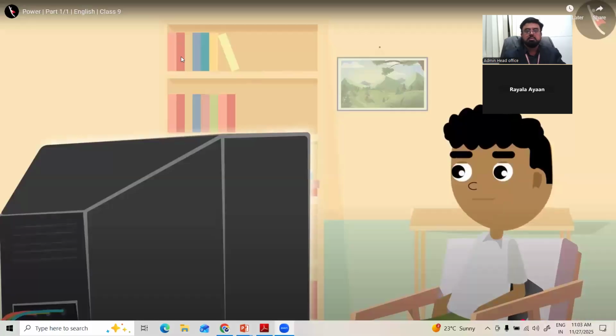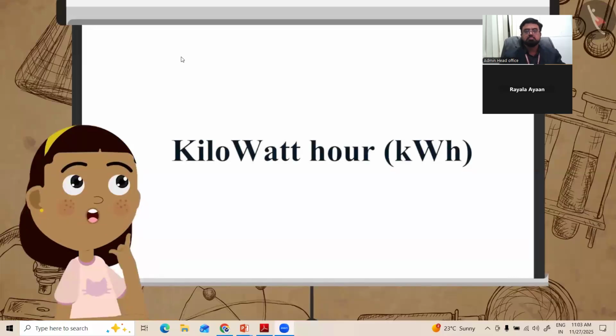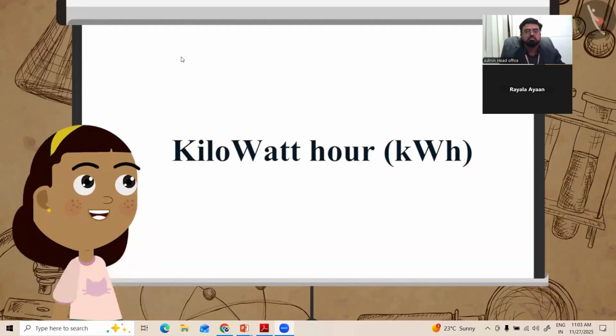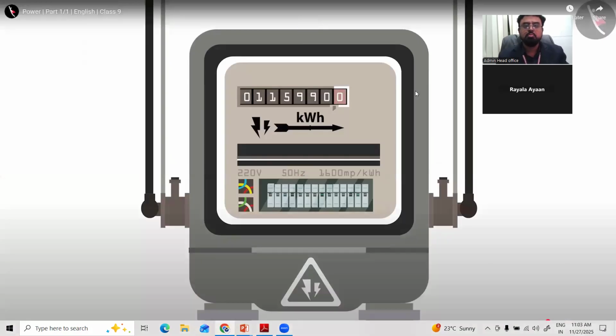This unit is also used in our households, in the electric meter. Let us take a simple example to understand the usage of the unit kilowatt hour. After going home, you can see the electricity meter in your house, from where the bill will be generated. It looks like this, where it is written as kWh. It means the electric meter measures the energy consumed by you at home in kWh.